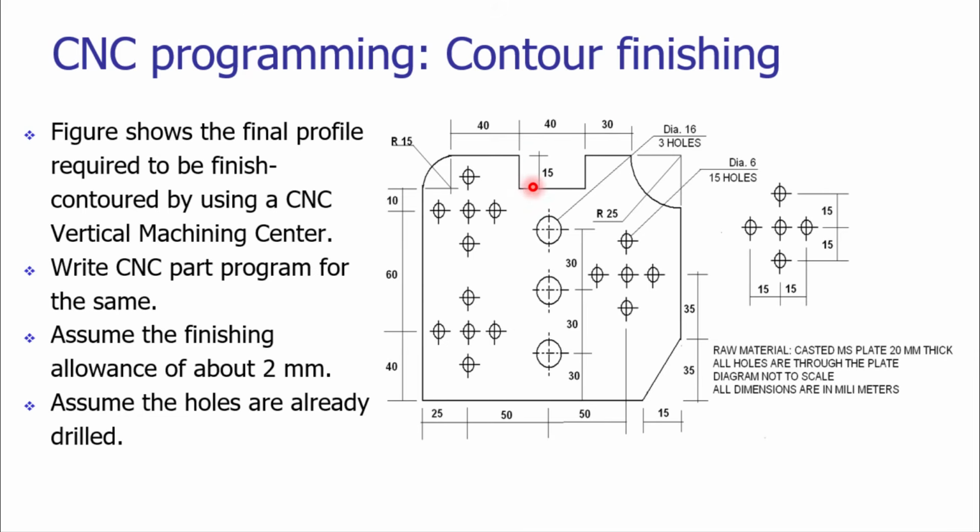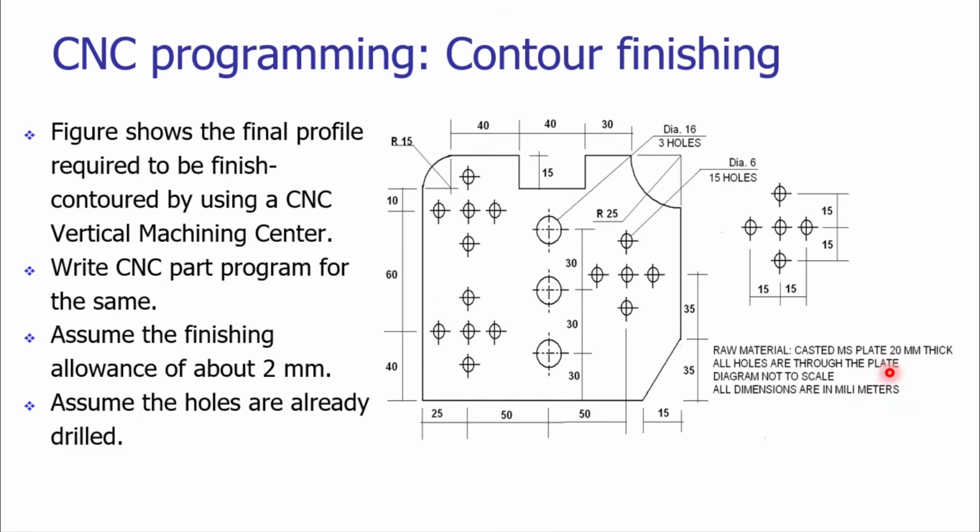Well, let us go for the next application of the CNC machining center, that is contour finishing. Contour finishing means we have already got a contour and we have to just finish that contour. We have to remove the machining allowance which is provided. Consider a casted plate which can be seen on your screen. This casting has a machining allowance of about 2 mm. Extra material of 2 mm is there, and we need to just remove that 2 mm to get the perfect corners and perfect surface.